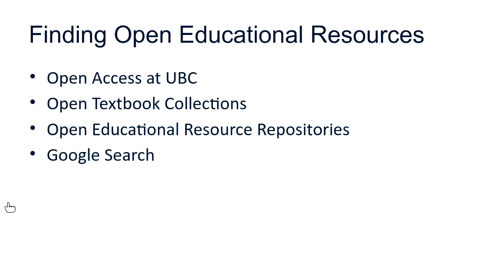So we're going to take a look at what's available in terms of open access at UBC, and I'll point out a few open textbook collections that exist. We'll also talk about open educational resource repositories that will go beyond textbooks, so it might have quiz banks, PowerPoints, any number of videos or images, and again, optimizing your Google searching.